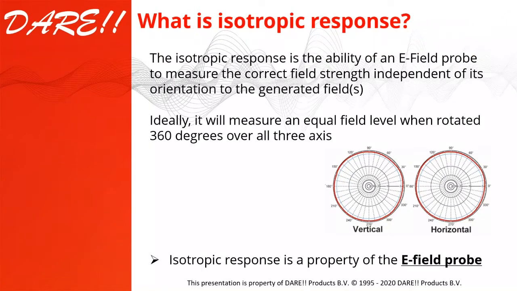If you go to the definition of isotropic response, if you look at the basics of isotropy, people might know the isotropic radiator antenna. This is an antenna that radiates the same amount of power density over its entire volume. And so typically this will result in a perfect sphere. So it will radiate 360 degrees around in 3D.